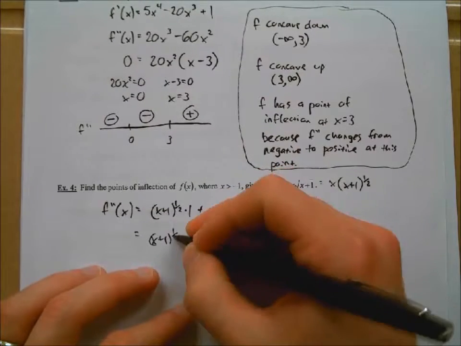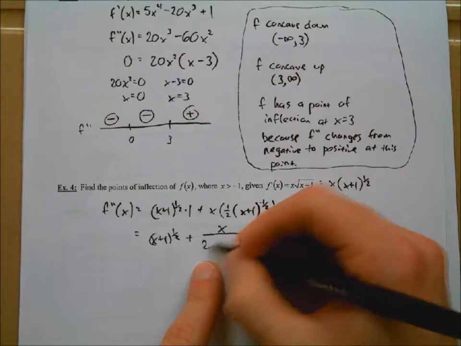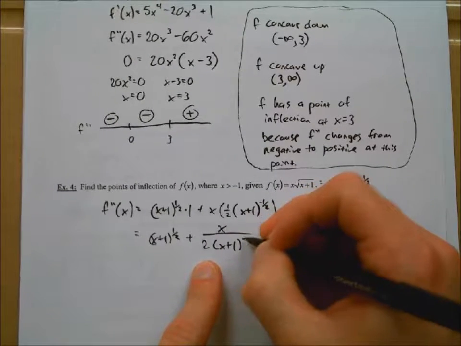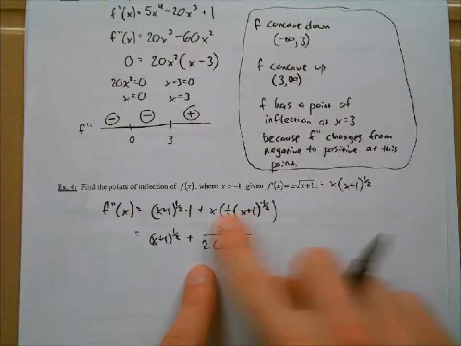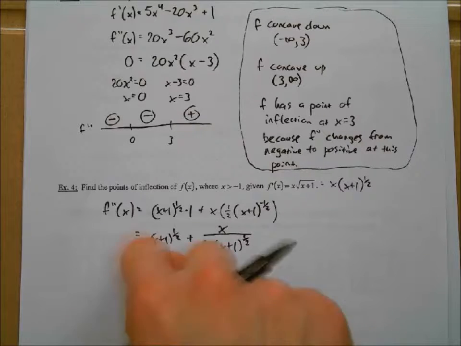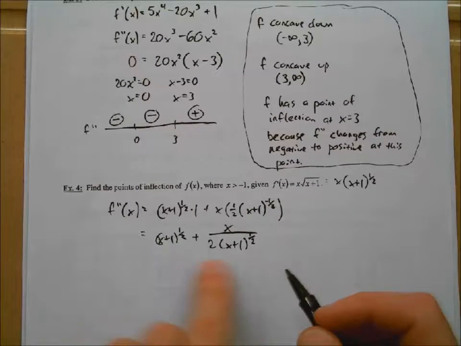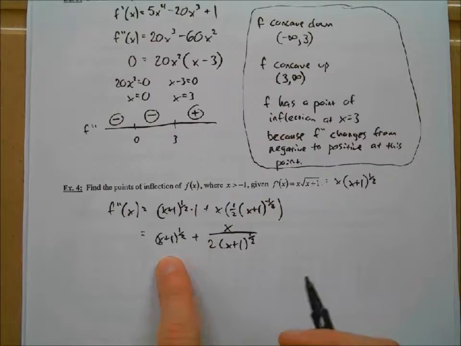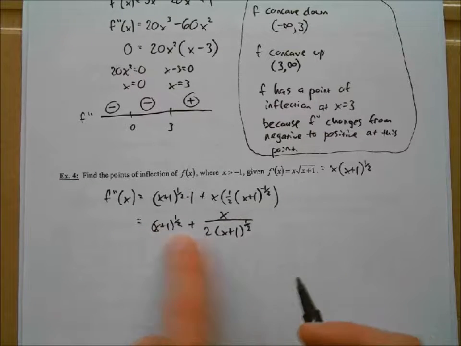Plus, and then this is going to become x over 2 times x plus 1 to the 1/2. Okay, so let me just make sure we're all okay with that. And we're just on example 4 in the notes there. But anyway, you can see the issue we're going to have, because now we're going to want to set this sum here equal to 0. And in order to solve this, we'll have to get a common denominator, and it's going to get kind of messy.